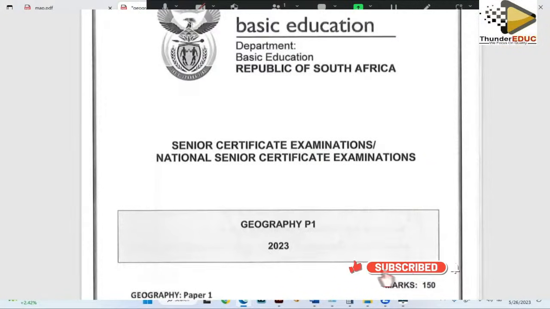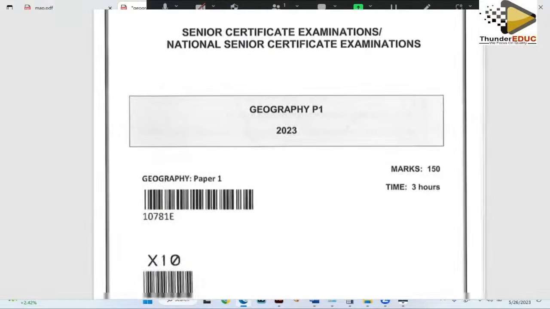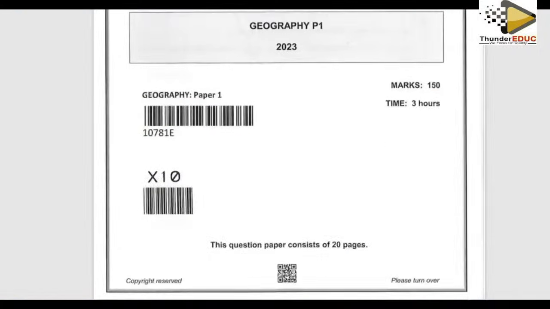Godfrey is here. I'm here to take you through the National Senior Certificate Examination for 2023, paper 1. As I finish paper 1, we shall be starting paper 2 very soon. You can see 150 marks, 3 hours. We'll start from there.